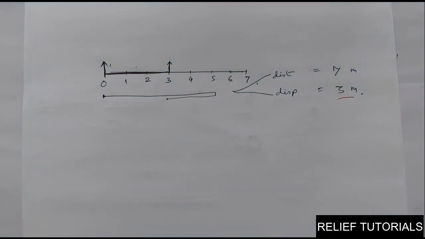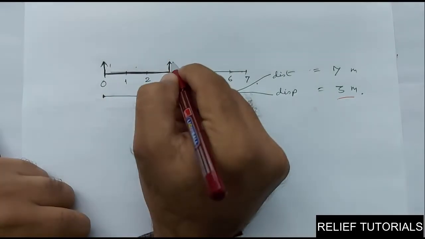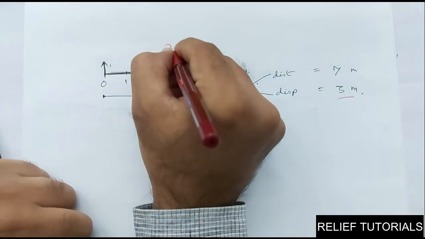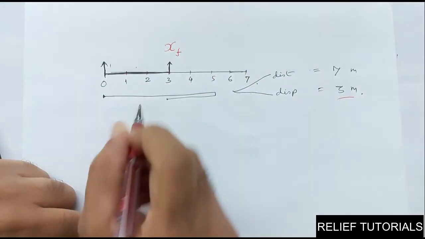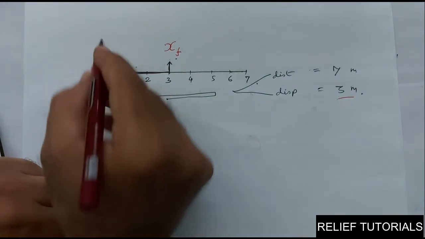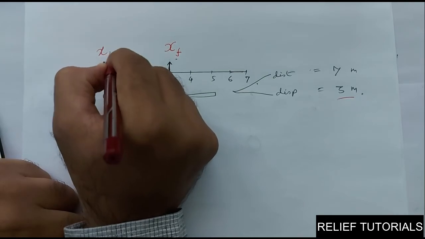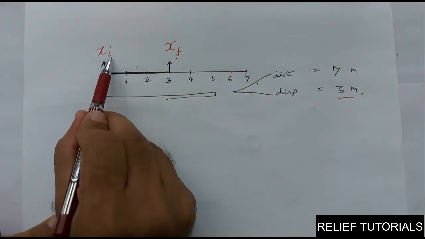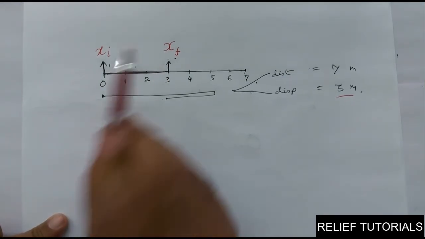Now how to find the displacement here? Can you see, look at here. Your final point is 3. In terms of physics, final point is represented as XF. X for position, F for final. The 0 is XI. I for initial, X for position. So this is initial position, this is final position.